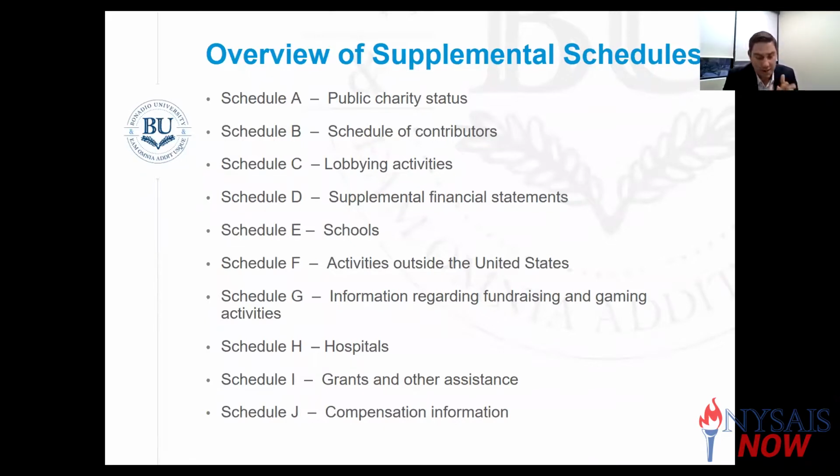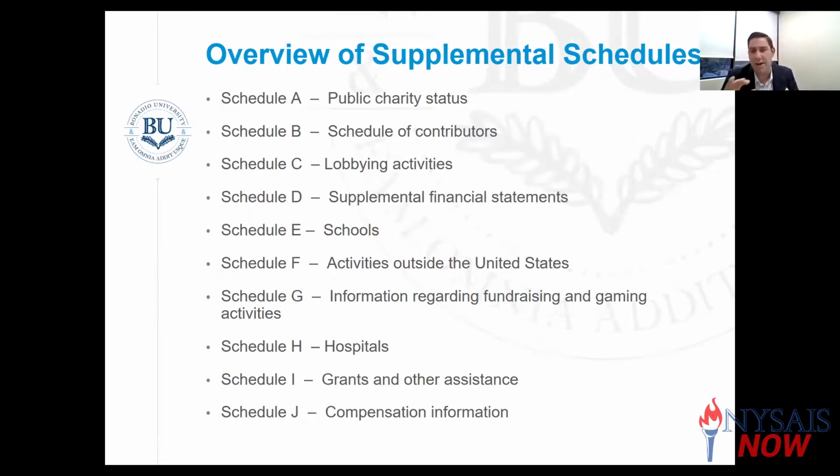Now Schedule B, Schedule of Contributions, details out the contributors: who gave you money, typically greater than $5,000. That's the threshold that I always go with. We need to know the name of the donor and the address. The idea there is that the IRS should be able to match up someone's personal tax returns with the 990 descriptions in Schedule B. If they do that, I don't know, but that's why they hire accountants to preach that message.